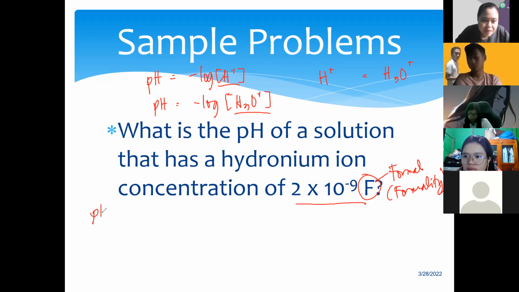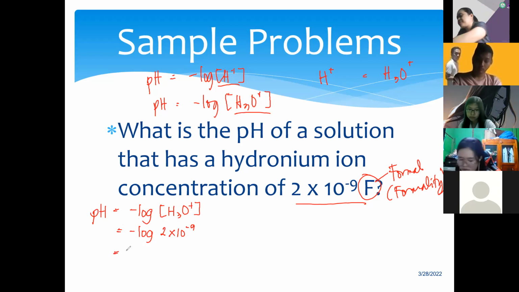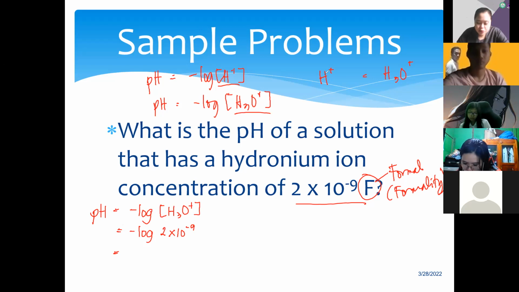So let's try. Let's compute for the pH. This is negative log of the hydronium ion concentration. So we will just substitute 2 × 10⁻⁹. So in your calculators, just i-encode nyo lang. Negative, tapos log. Pindutin nyo yung log sa calculator ninyo. Do not forget the negative sign. 2 × 10⁻⁹. And then round off your answers to 2 decimal places.